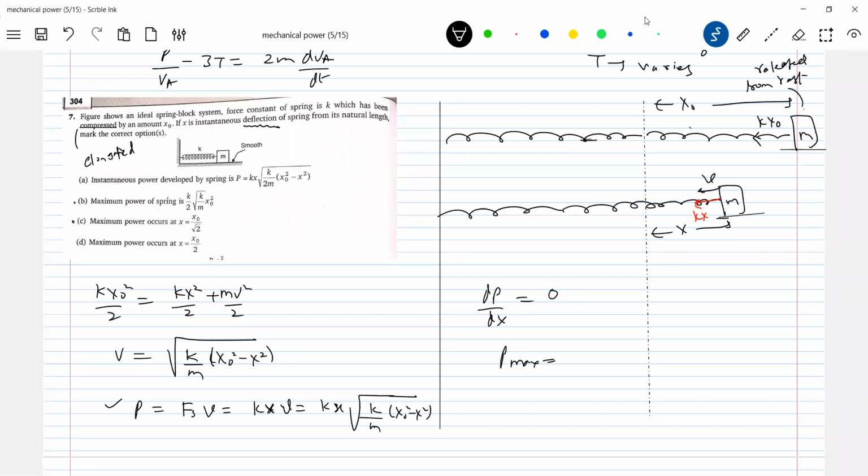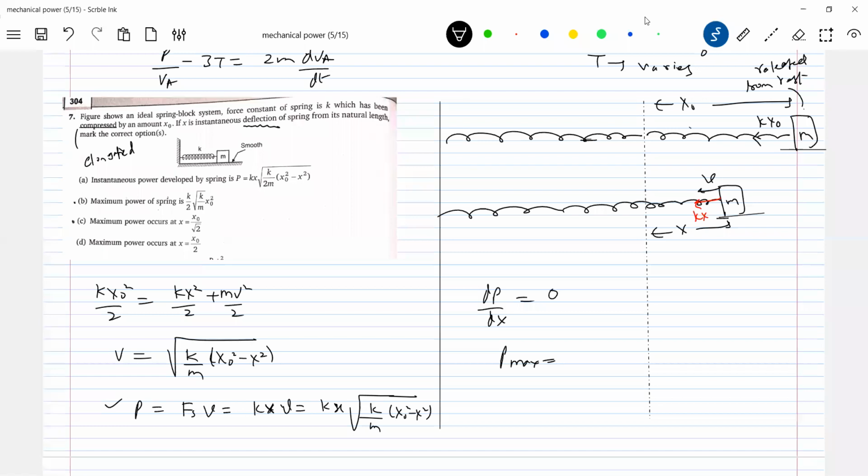Differentiate this given equation with respect to x equal to 0, then you'll get the position at x equal to a certain value in terms of x naught. There the power will be maximum. Why am I bringing the idea of maximum power? Means, maximum power occurs. Tell me, the power generated by the spring at extreme, is it 0 or non-zero?